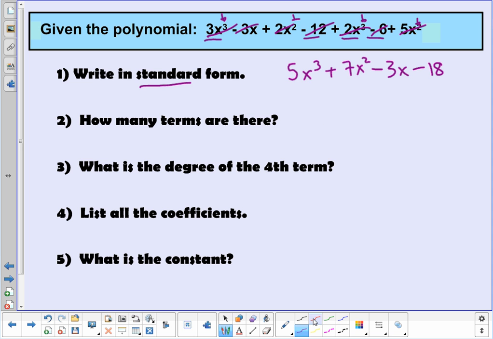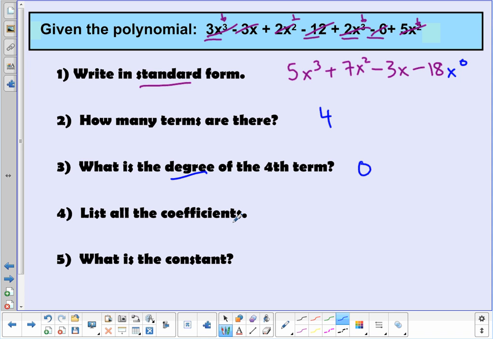How many terms are there? Again, I have 4 terms. What's the degree of the fourth term? Again, I'm looking at an x to the 0. So my degree there is just 0. Notice that when I list the degree, I don't actually list the variable. I just list the exponent.